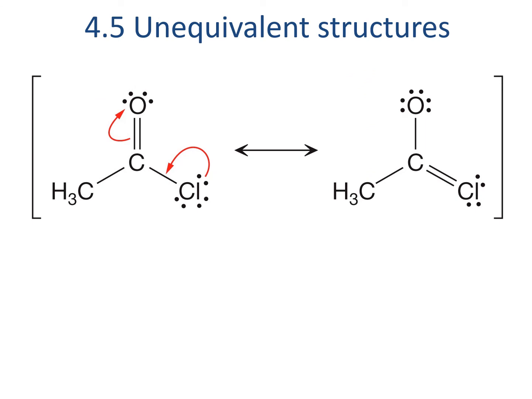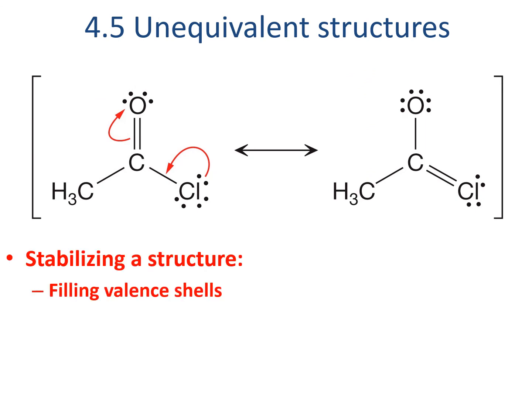In order to stabilize a structure, two things can happen. The most important factor for stability is full valence shells. The next most important factor is to have low formal charges. It is essential to remember these two factors because they will help us to understand many of the reactions we encounter in chemistry. Look at the structures of acetyl chloride shown above. Take a moment and assign formal charges to the oxygens and chlorines. Write this down and bring it to class.